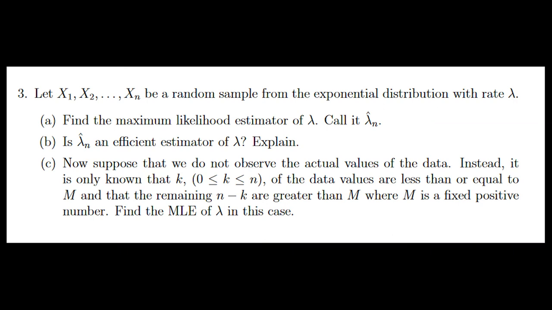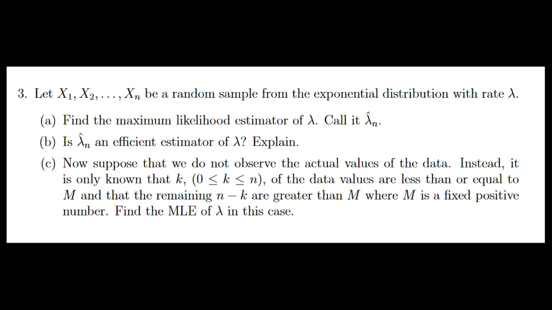Hello, everybody. In this video, we're going to talk about the January 2008 Prelim Problem 3. We're given a random sample x1 through xn from the exponential distribution with rate lambda. In part A, we want to find a regular old MLE, which should be very straightforward. In part B, we want to determine whether or not the MLE is efficient, which means we want to compute its variance and compare it to the Cramér-Rao lower bound.